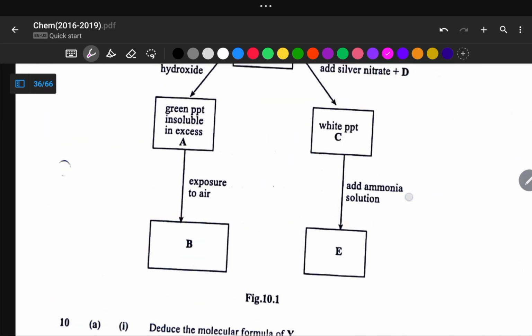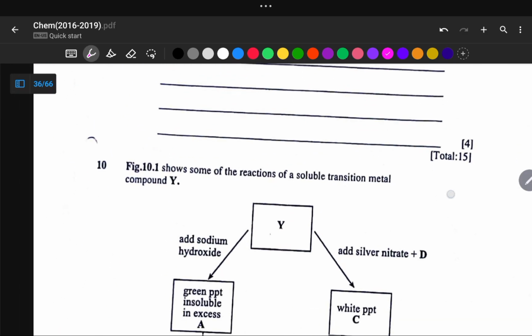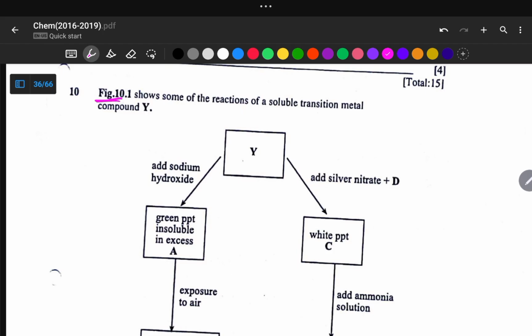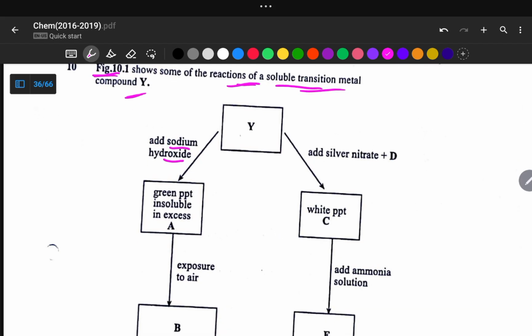So we are now moving on to number 10. Number 10 says Fig 10.1 shows some of the reactions of soluble transition metal compound Y, right? So this is Y, and then to Y we are adding sodium hydroxide, and then we are going to observe the green precipitate, which is insoluble in excess, meaning to say we are having iron 2 plus, right? So this is transition elements, qualitative analysis, right?